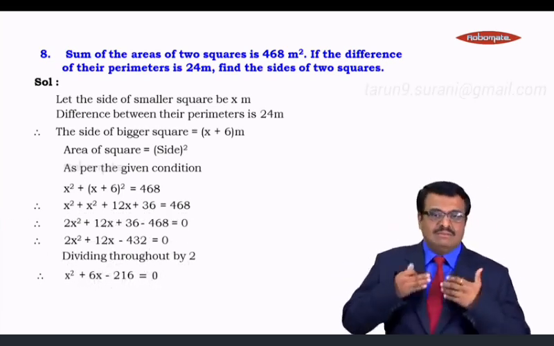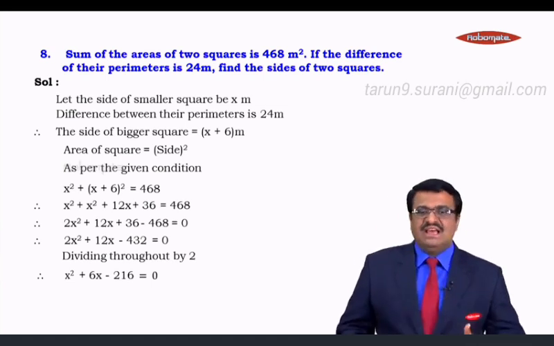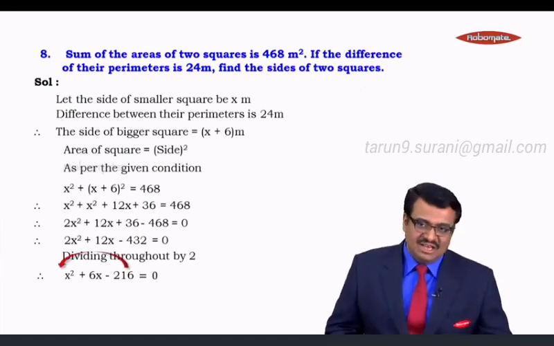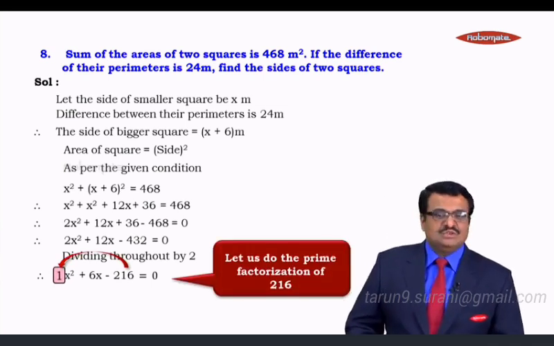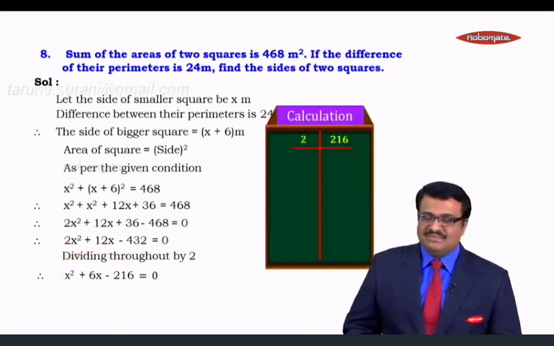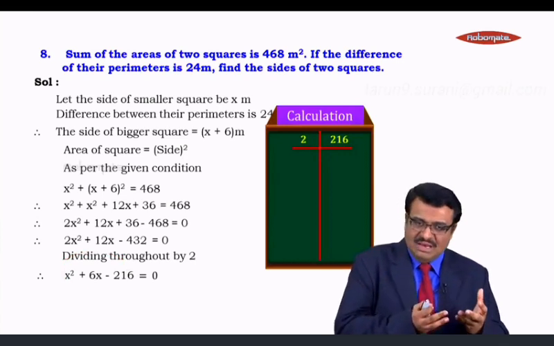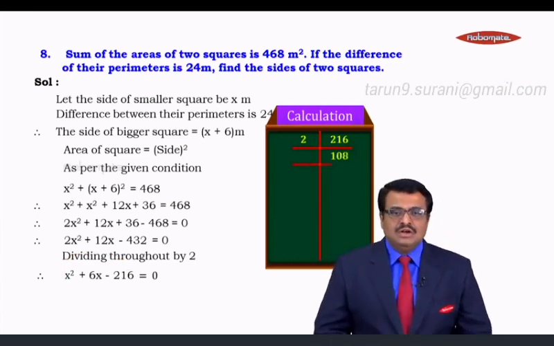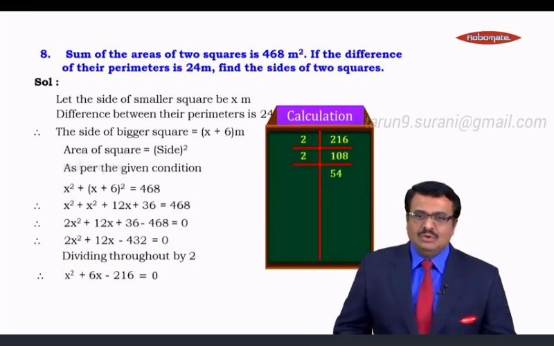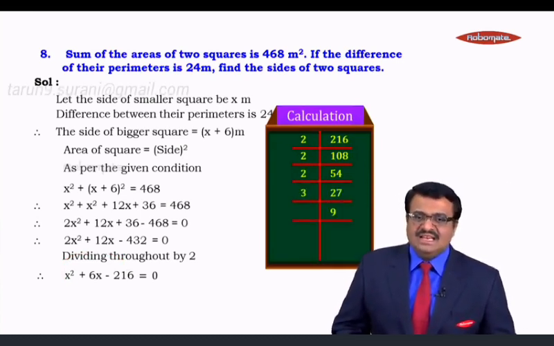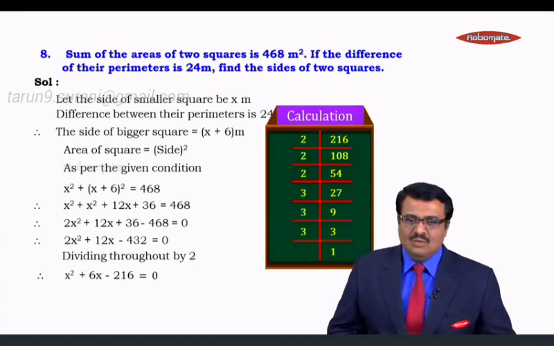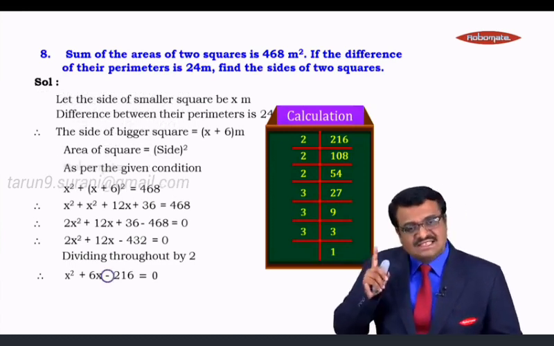First attempt is solving by factorization. 3 terms are there. So, let us try to split the middle term. Now, how do we do that? The last term is 216. Let us do the prime factorization of 216. Since 216 is an even number, let us start dividing it by 2. 2 108s are 216, 2 54s are 108, 2 27s are 54, 3 9s are 27, 3 3s are 9, and 3 1s are 3, right.